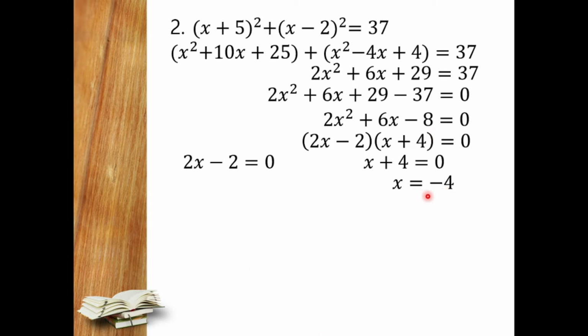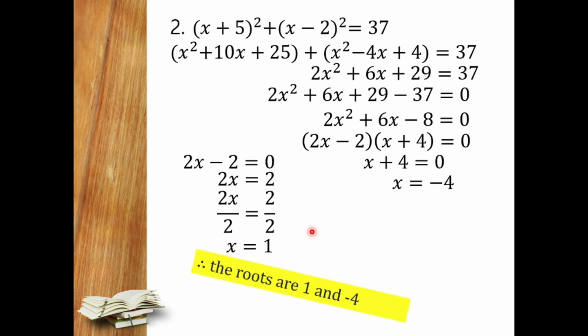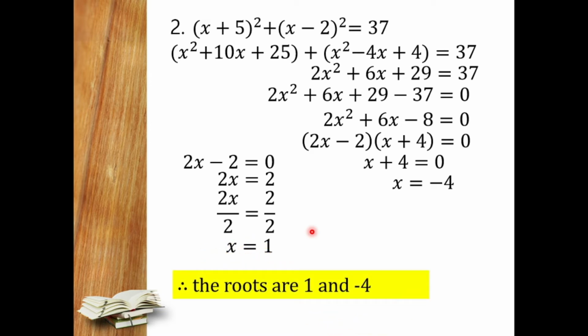So, this is our first value for x, while for the second one, let us transpose negative 2 first. So, again, from negative 2, once we transpose, it becomes positive. Then, next, we divide both sides by 2. So, therefore, what would be our x? Our x is equal to 1. So, therefore, the roots are 1 and negative 4.